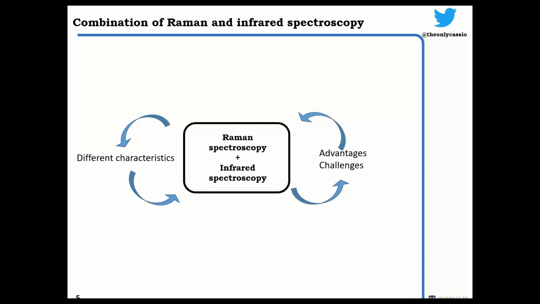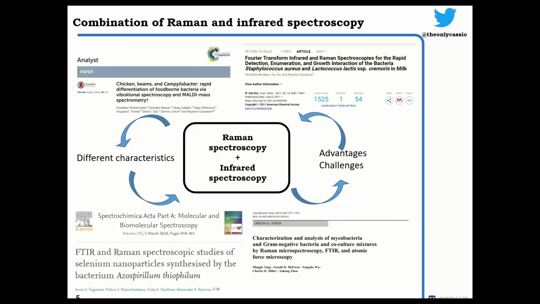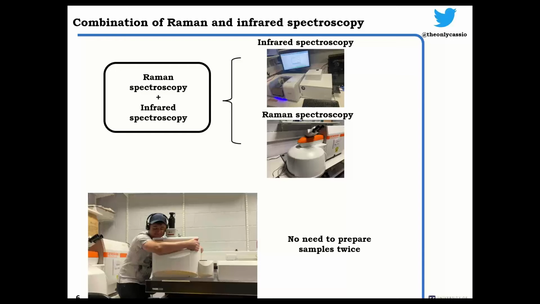I think we all know that Raman and infrared spectroscopy work in completely different ways. So Raman is based on the scattering of light, infrared is based on the absorption of infrared radiation. And due to these different characteristics, there are some advantages and disadvantages in using them for studying bacterial metabolism. So it is quite common to use both techniques in the same study to get a better characterization of the spectroscopic features of the samples. And in these situations, without OPTIR, we will have to prepare the samples twice because we will need an infrared spectrometer to acquire the infrared data and a Raman spectrophotometer to acquire Raman spectra.